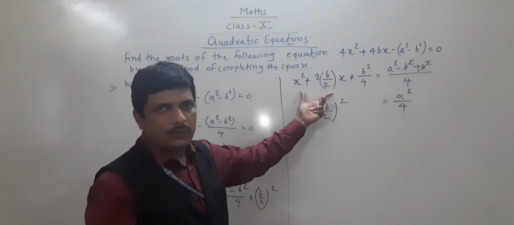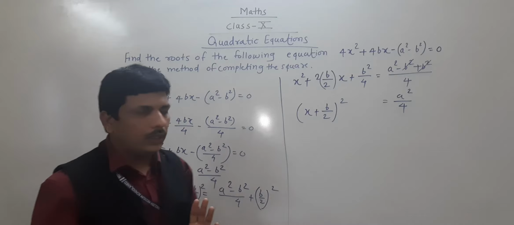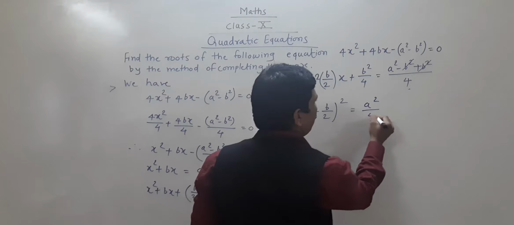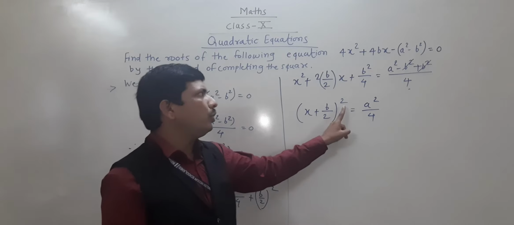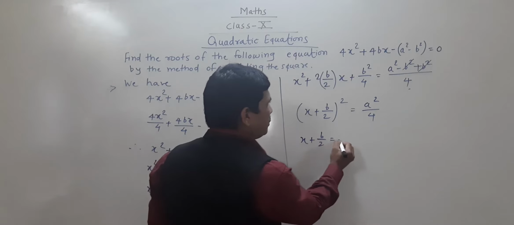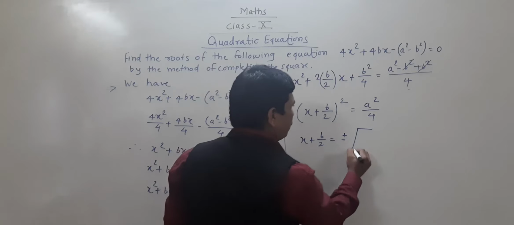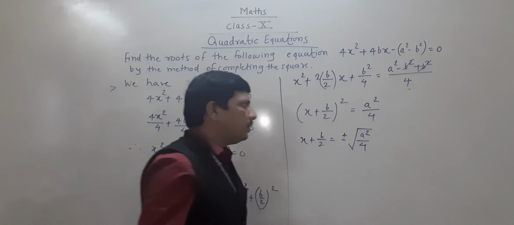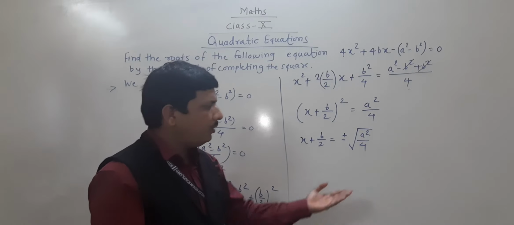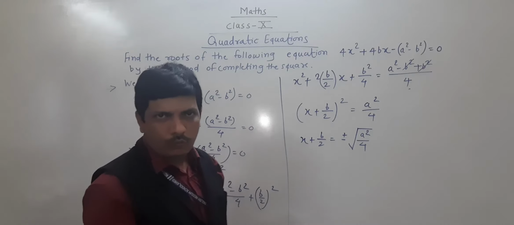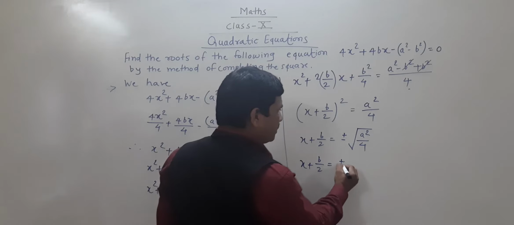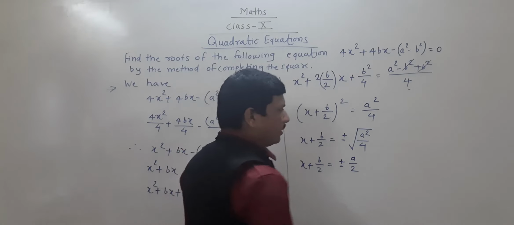This is the expanded form of the identity (a + b)². According to that we have done. So here this a²/4 I am taking here. Now if I am going to remove this square, then what is going to happen? x + b/2 is equal to plus minus under root a²/4. a squared we can take outside, it will be a, and 4 also we can take outside, the square root of 4 is 2. So x + b/2 is equal to plus minus a/2.